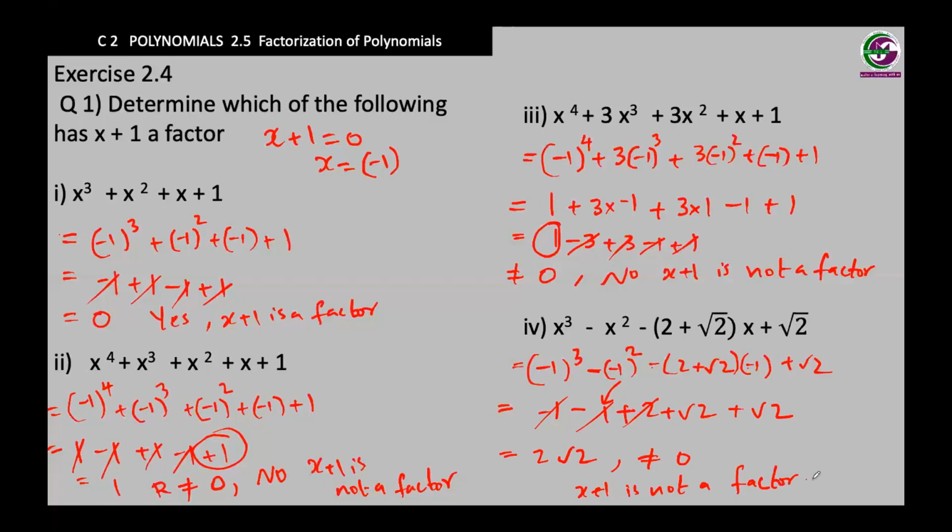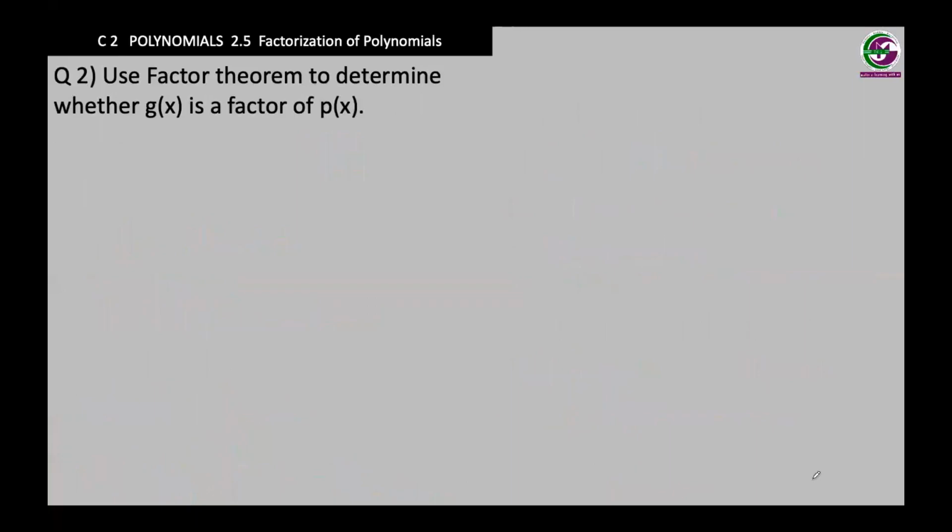Excellent. This is a simple question in this exercise. Question 2. We have to see whether the divisor is a factor or not. Here the divisor is x plus 1. As usual, we write the divisor is equal to 0. x plus 1 is equal to 0. x is equal to negative 1.